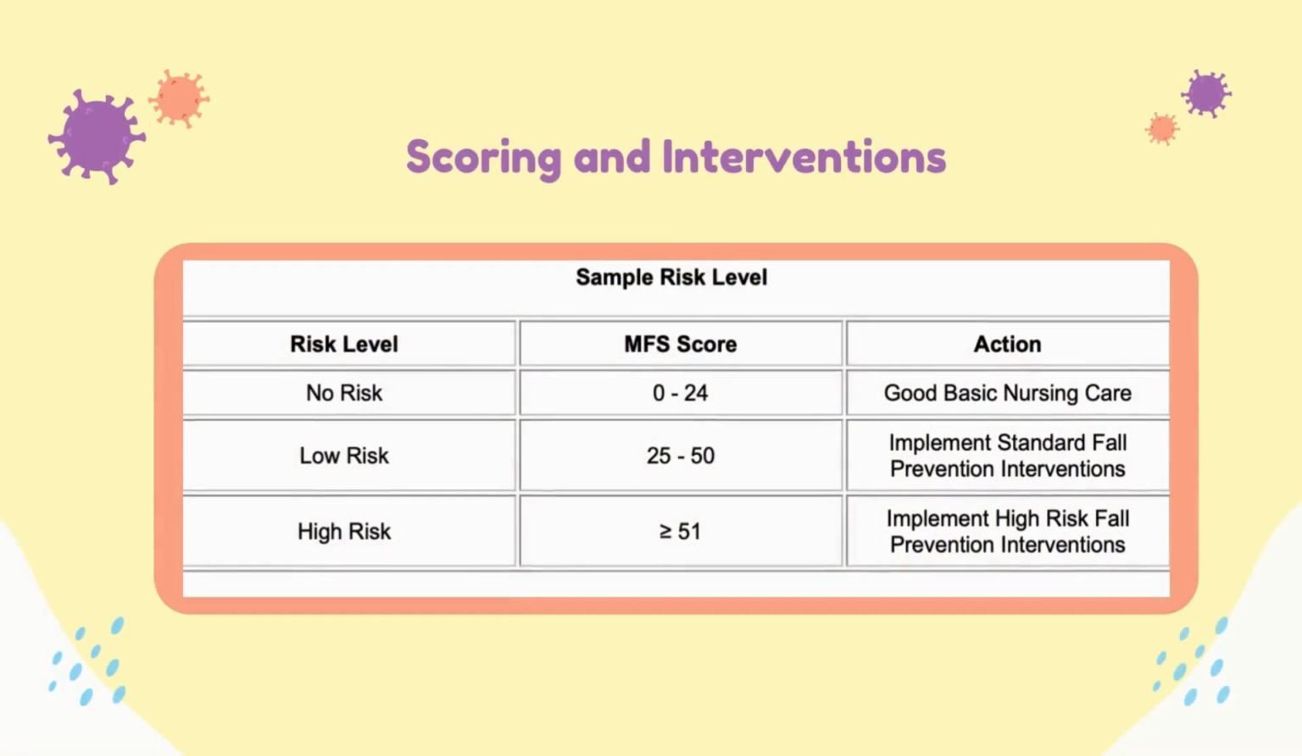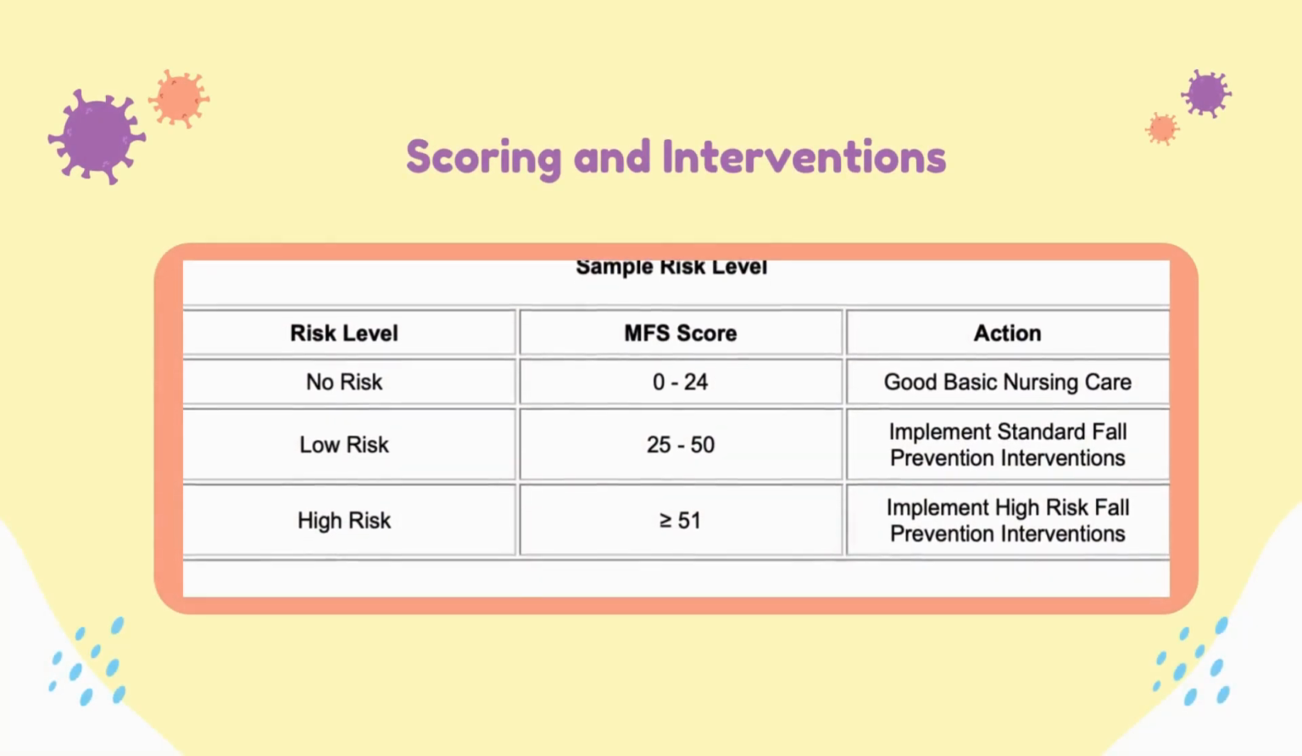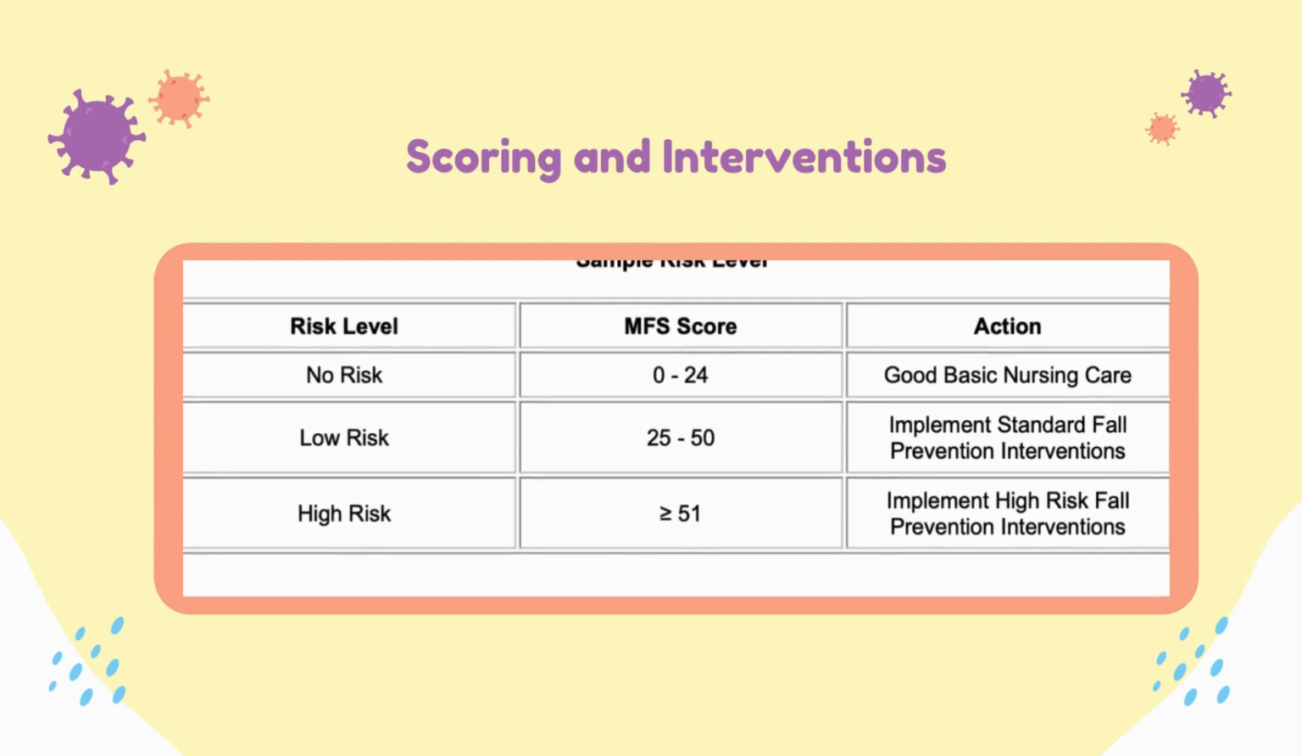Once the Morse Fall Scale assessment is completed, the total score categorizes the patient's fall risk into 3 levels. A score between 0 and 24 indicates no significant risk, where basic nursing care is sufficient. A score ranging from 25 to 50 suggests a low fall risk, requiring standard fall prevention measures. If a patient scores 51 or higher, they are considered at high risk and need enhanced fall prevention interventions. By using this scoring system, healthcare providers can implement appropriate measures to minimize fall risks and ensure patient safety.